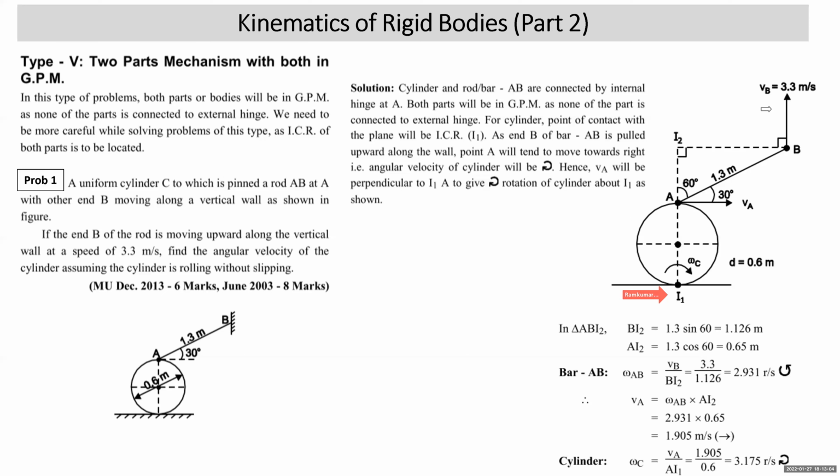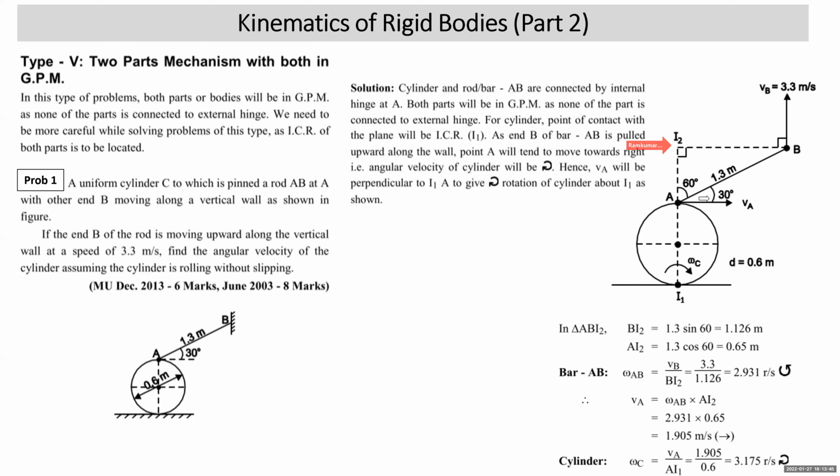Now, as the data given is on bar AB, that is velocity of point B is upward 3.3 meters per second, we will consider motion of bar AB first. In bar AB, draw perpendicular to VB and perpendicular to VA. Where they intersect becomes your point I2. Look at the direction of VB: bar AB appears to rotate in anticlockwise direction. So omega AB will be VB upon I2B. BI2 is 1.126, so that is 2.931 radians per second anticlockwise.